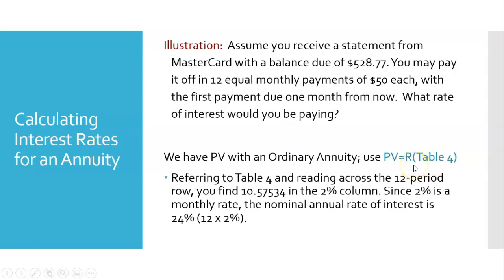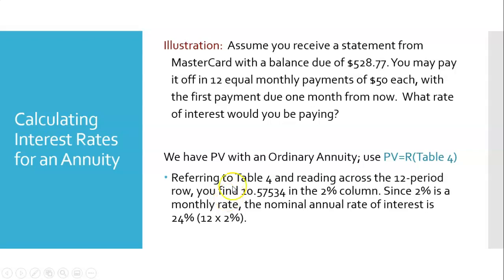Then I need to divide each side by 50 because I want to get table 4 by itself. If I divide R, which is 50, by 50, that wipes that out. Then I'll have to divide the PV by 50. So 528.77 divided by 50, and you will get 10.57534.